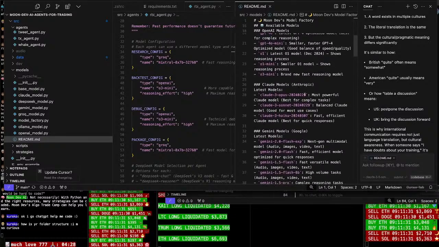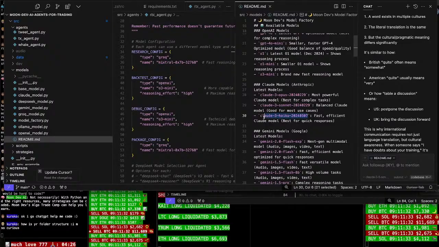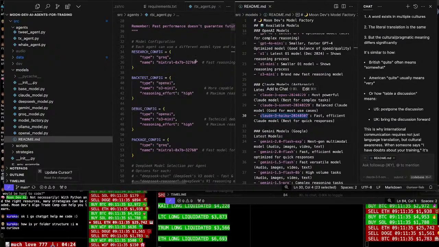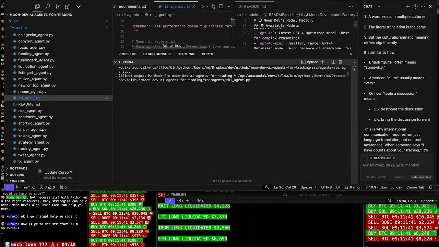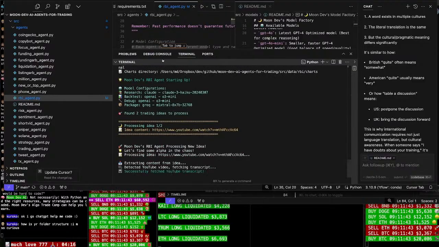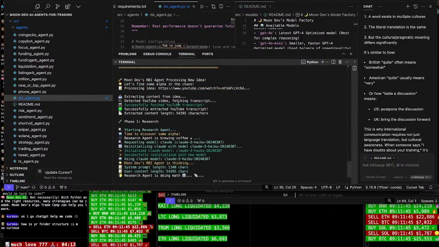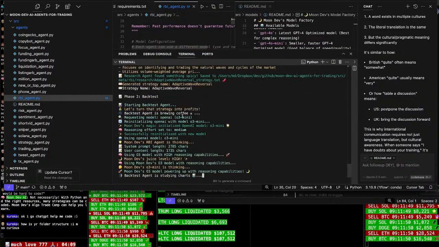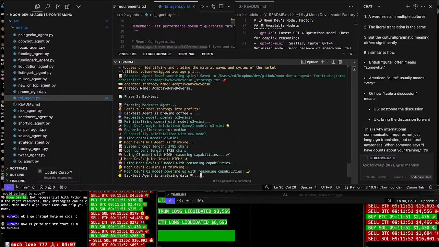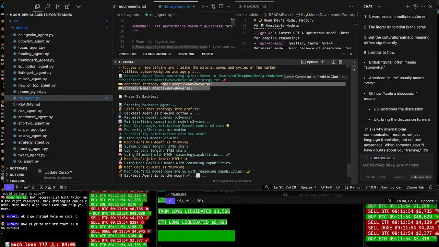And let's just use Claude Haiku here. So I would just go to here and say Claude instead. And then let's try it. Okay, so you can see it's processing the idea, successfully fetched the YouTube transcript. There's 454,000, okay? And then it goes ahead and it found the actual strategy here, and now it's backtesting the strategy.